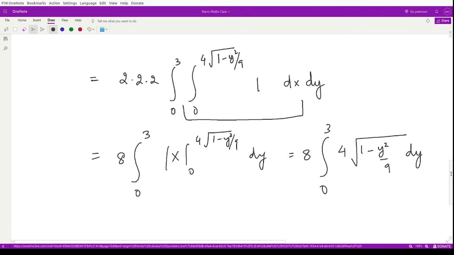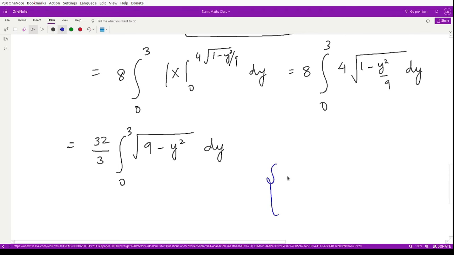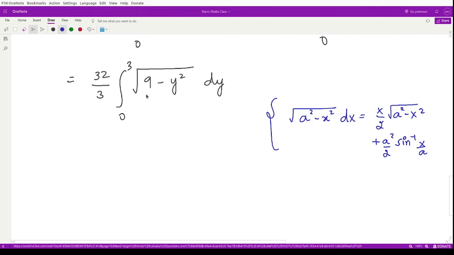Now you could also take this 1 by 3 common from here, so it would be 32 divided by 3, right? Integration from 0 to 3, square root of 9 minus y square dy. Now here we have to use this formula of integration. All of you might be knowing this. What is the integration of square root of a square minus x square dx? It is equal to x by 2 square root of a square minus x square, plus a square by 2 sine inverse of x upon a. So here in our case, what is a? A is 3, right?